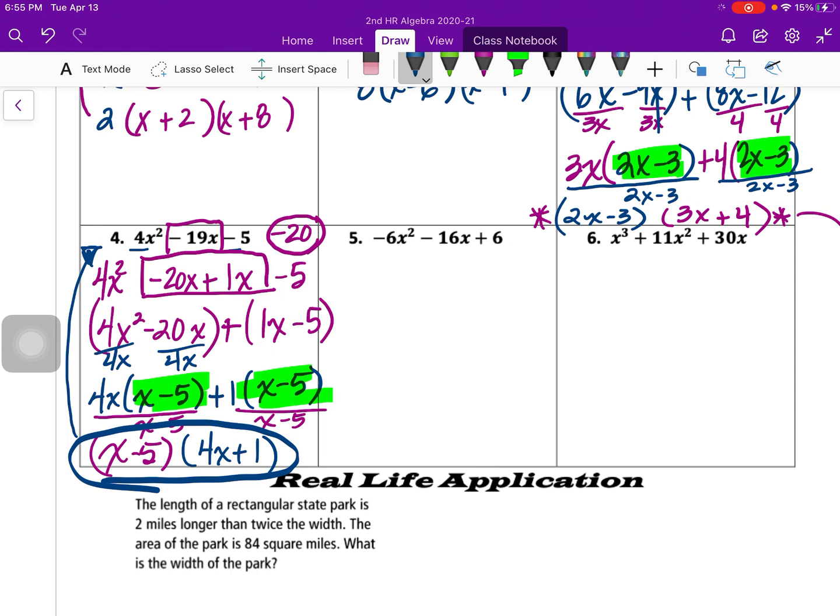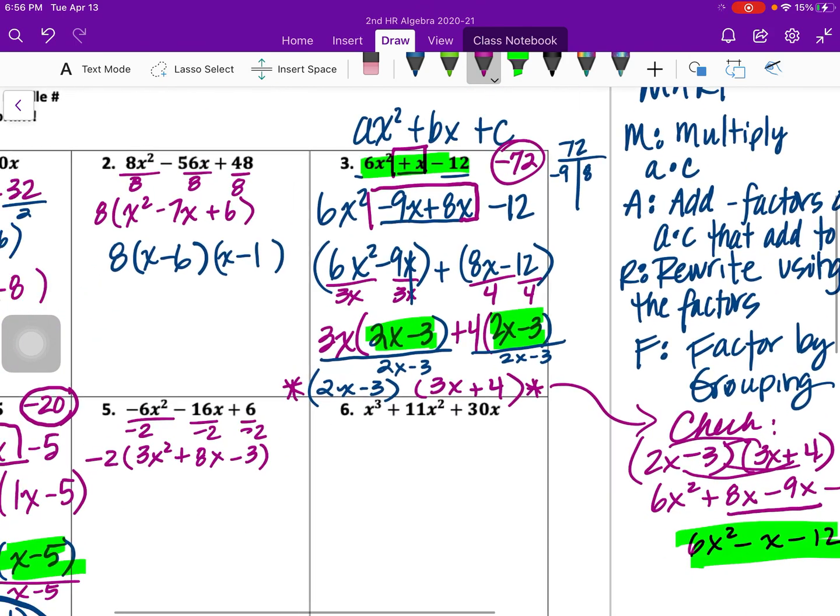So let's look at number 5. Number 5 is in standard form. It has a common factor of negative 2. So first step is to factor out a negative 2 from everything, and then write the remaining trinomial. So let's see, 3x squared, that gives me a positive 8x and a negative 3. Okay, so unfortunately I still have a leading coefficient, so I'm going to have to marf it.